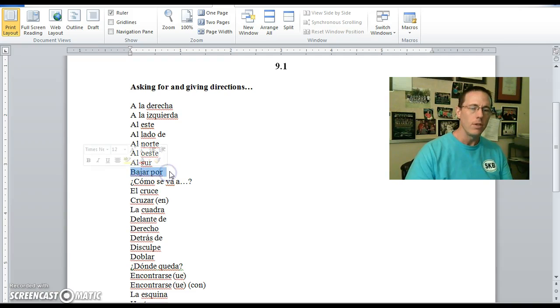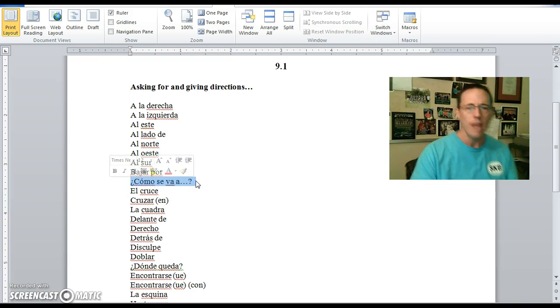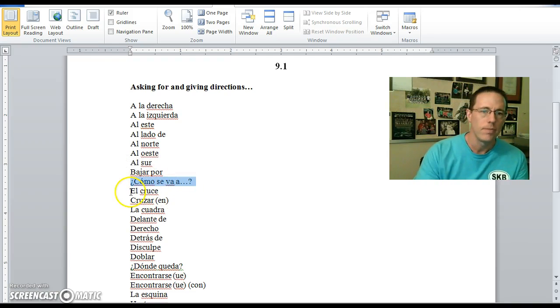Bajar por is to walk down, as in to walk down a street. ¿Cómo se va a? How does one go to? That's obviously a sentence fragment. El cruce is the intersection. Cruzar is to cross. La cuadra is a block or city block. Delante de is in front of.